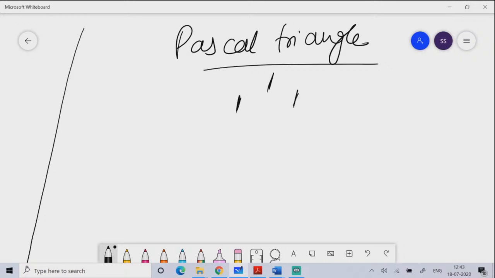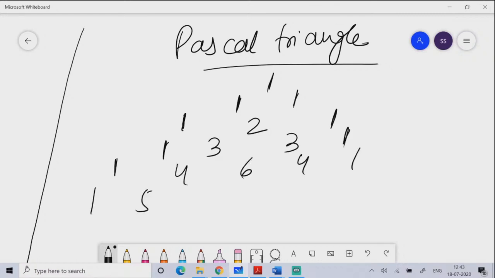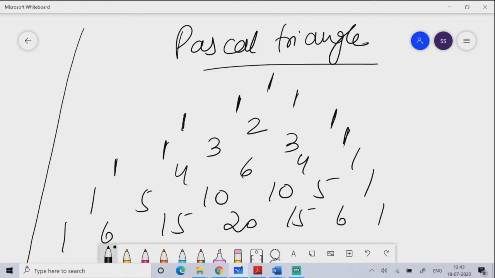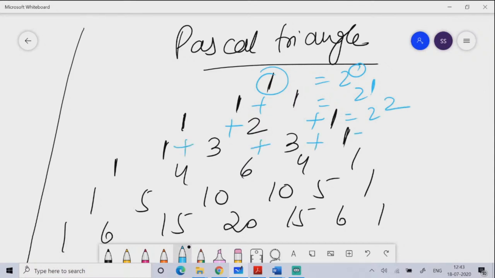1; 1 1; 1 2 1; 1 3 3 1; 1 4 6 4 1; 1 5 10 10 5 1; 1 6 15 20 15 6 1. If you do the sum of this row, the sum is 2 to the power 0. The sum of this is 2 to the power 1. The sum of this is 2 to the power 2. Same logic, I hope you can understand. 2 to the power 3, 2 to the power 4, 2 to the power 5, 2 to the power 6.